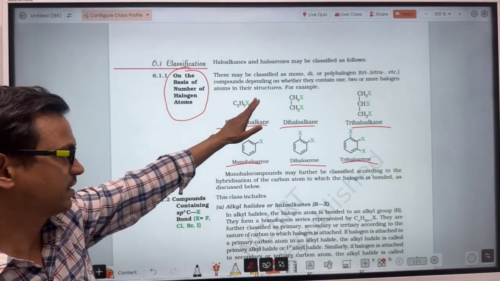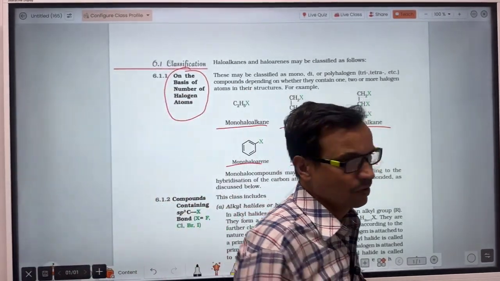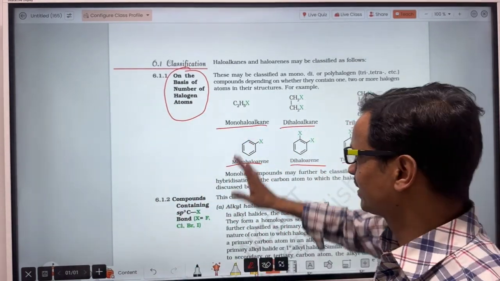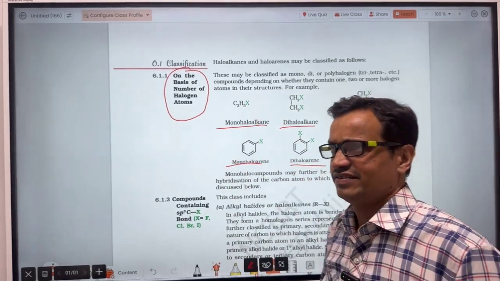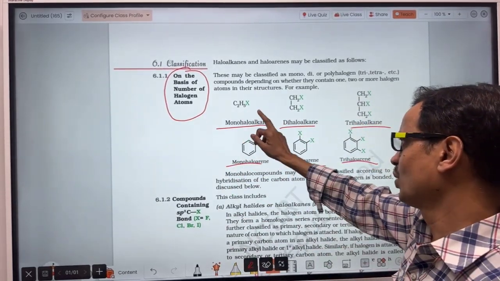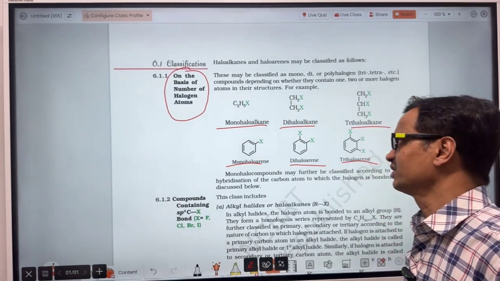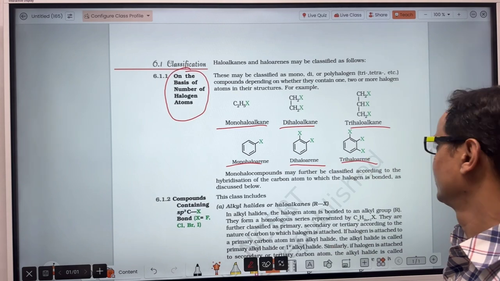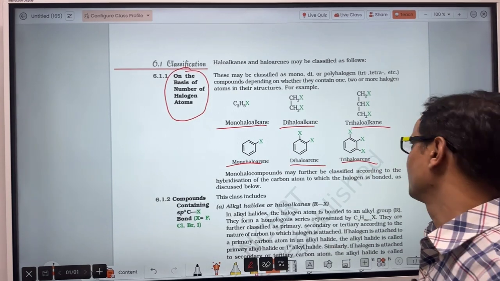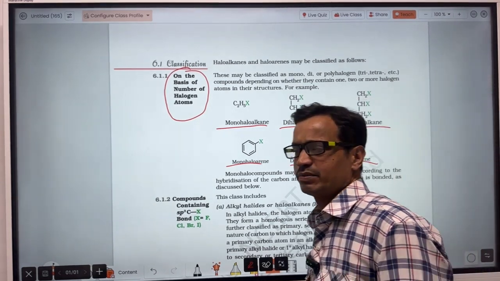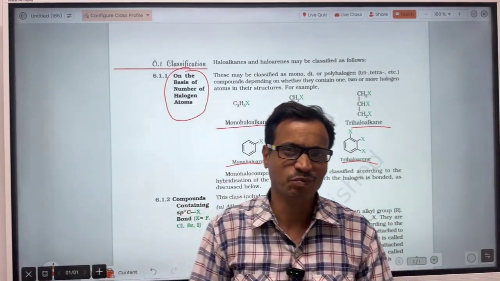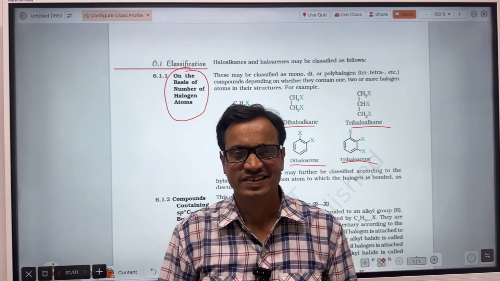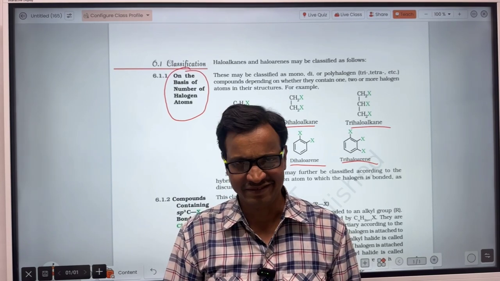If only one halogen atom is present in the compound, then it will be called monohaloalkane. If there are two halogens, it will be called dihaloalkane. If three halogens are present, it will be called trihaloalkane. And if more than three halogen atoms are present, it will be called polyhaloalkane.